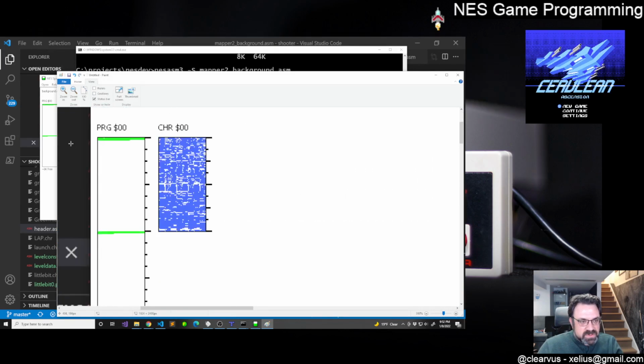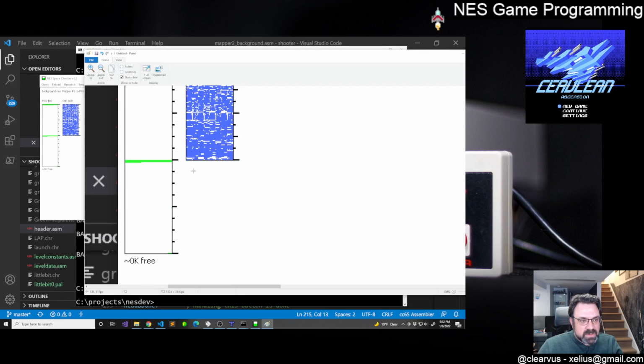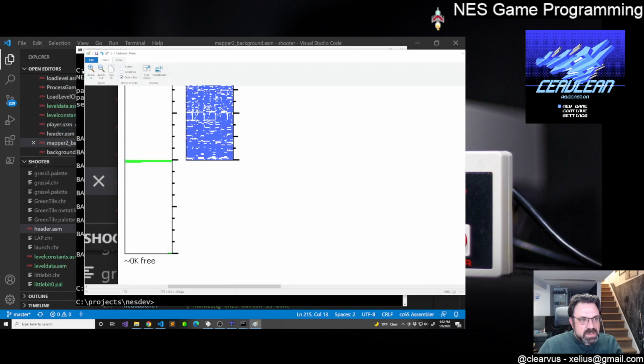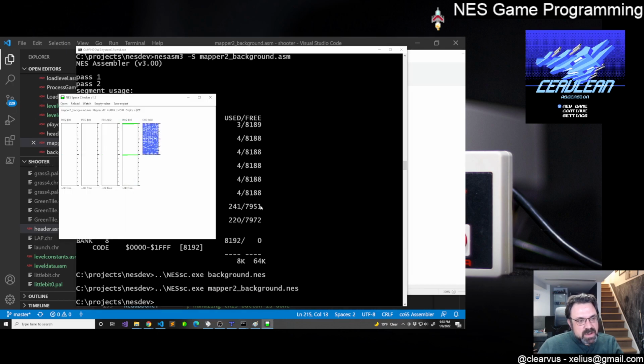You can see there's just that little bit of data here and a little bit of data here. And here's your character ROM data, which is the mario.chr, however you say it. In the other ROM that we built now for Mapper 2, you can see we've split everything up into additional banks.